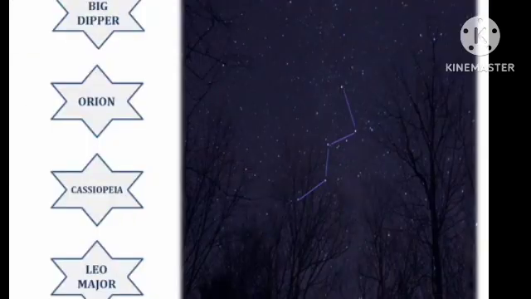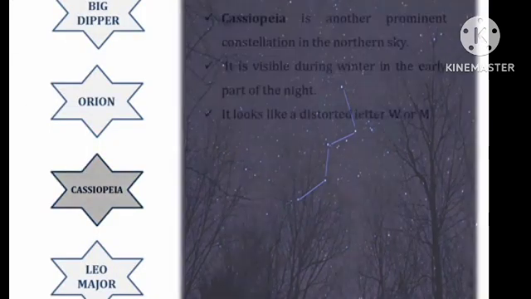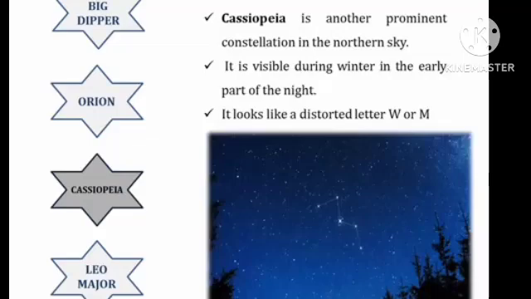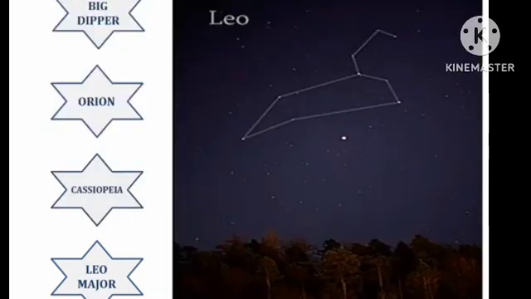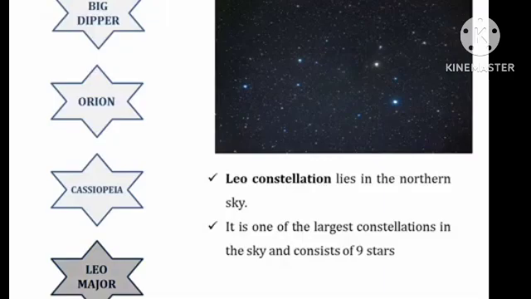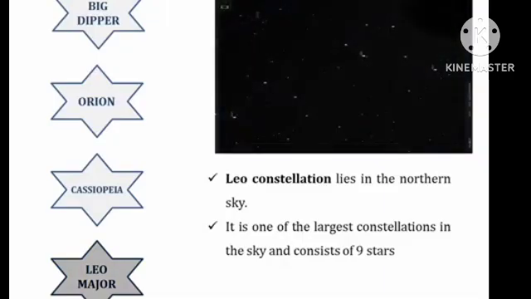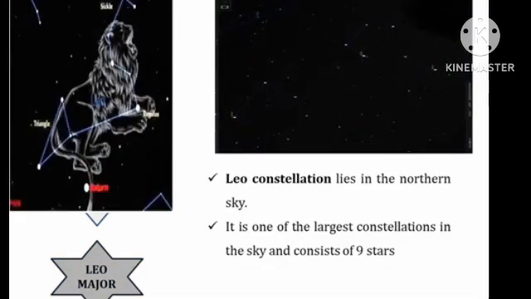Now let's study the constellation called Cassiopeia. Cassiopeia is another prominent constellation in the northern sky. It is visible during winter in the early part of the night. It looks like a distorted W or M. Now the last constellation that we are going to study is the Leo Major. The Leo constellation lies in the northern sky and it is one of the largest constellations in the sky, and it consists of 9 stars.